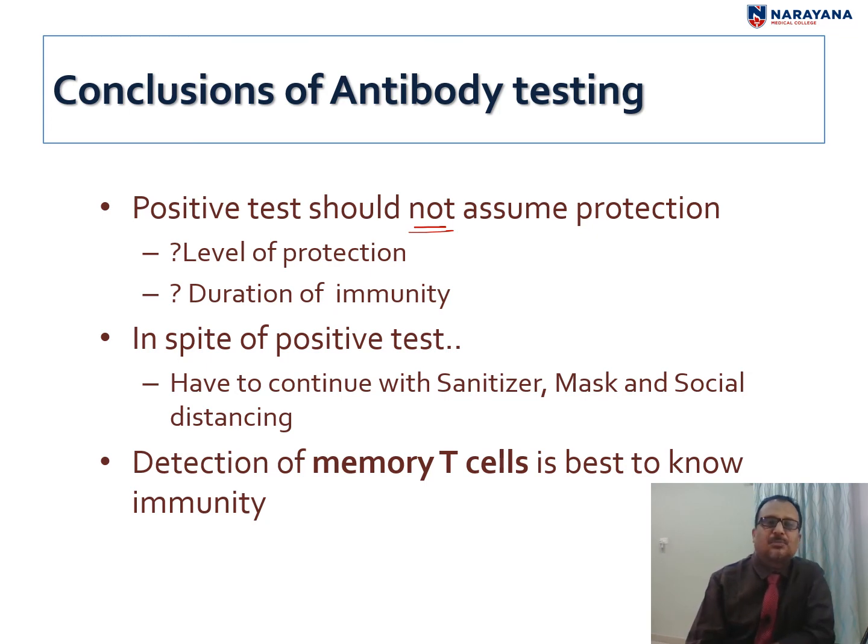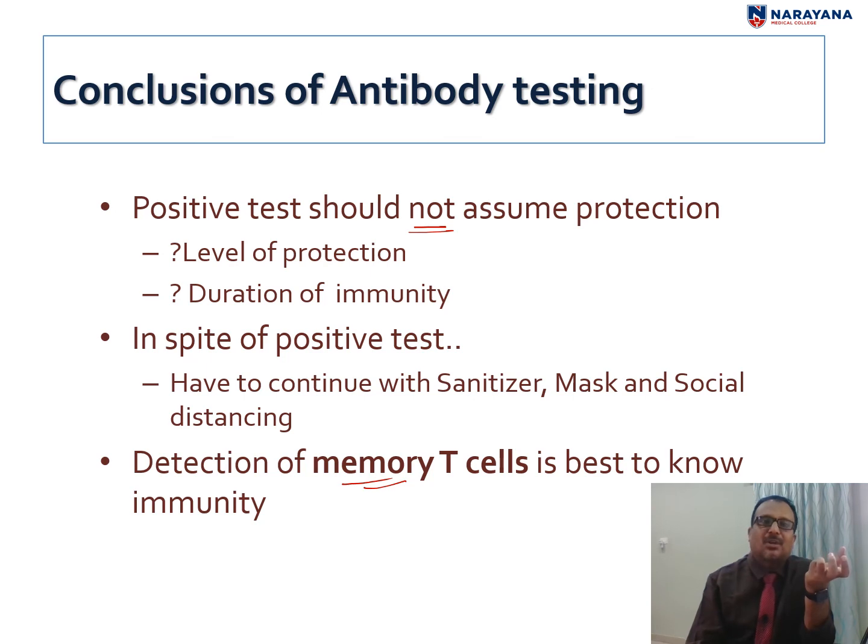Another thing is, in spite of a positive test, we have to continue with the sanitizer, mask, and social distancing. Another important point to remember is that detection of memory T lymphocytes is the best way to know the immunity, followed by the second episode of reinfection with this COVID-19. These memory T lymphocytes are responsible for the production of a large number of IgG antibodies, the protective antibodies, to fight against the virus.